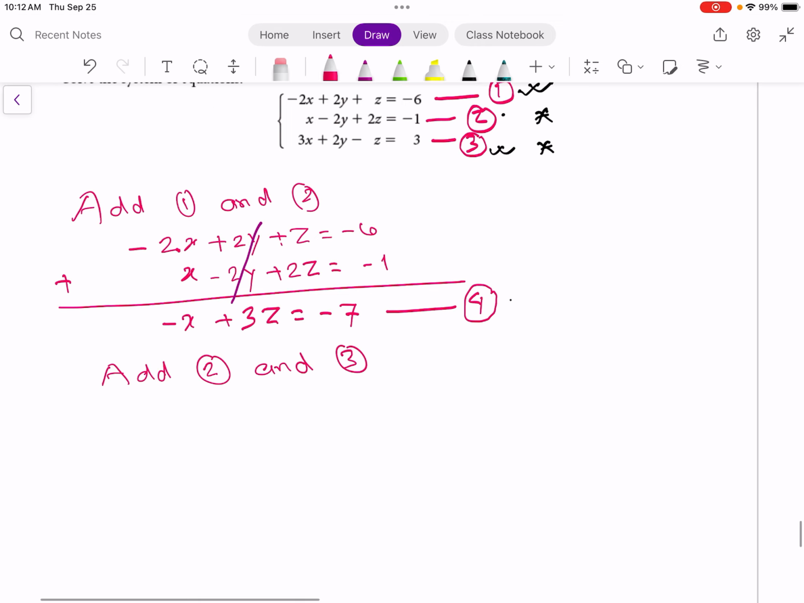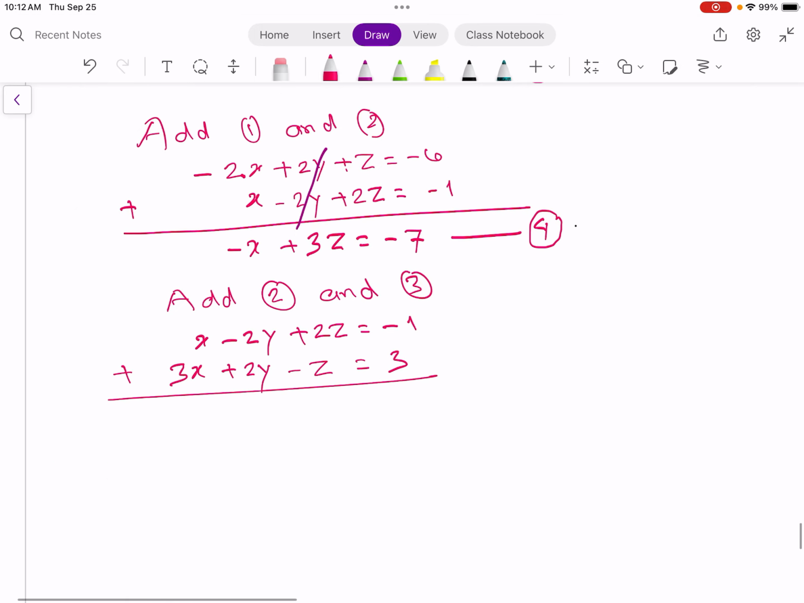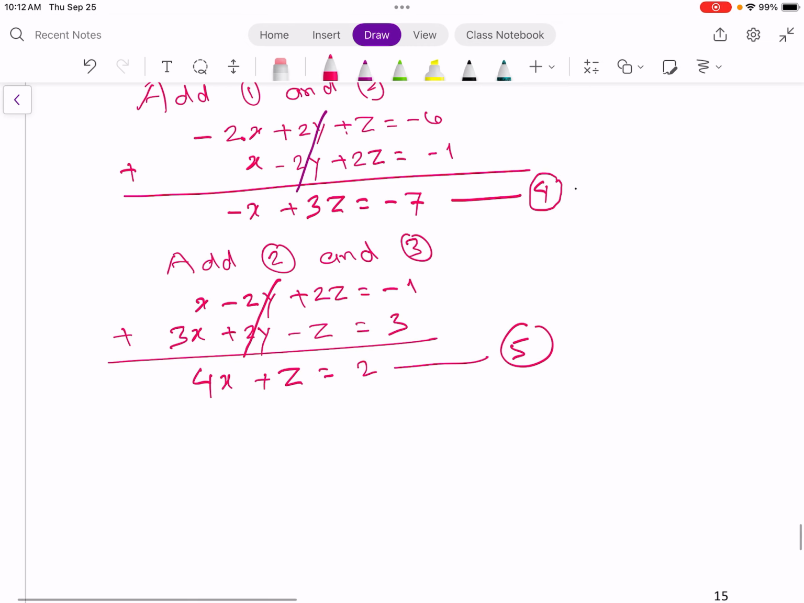So our equation 2 is x minus 2y plus 2g equals negative 1. Equation 3 is 3x plus 2y minus g equals positive 3. We are adding these two equations. So y, this is 0, x plus 3x, 4x, 2g minus g, that is positive g, equals negative 1 plus 3, positive 2. And let's call this equation 5.